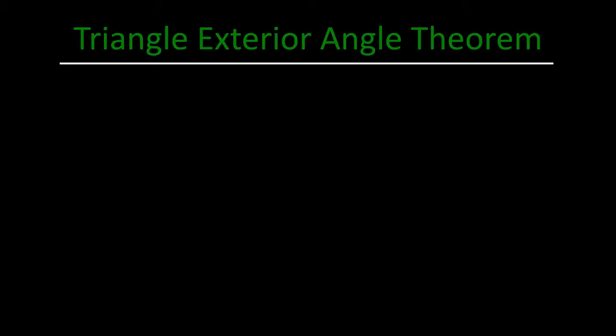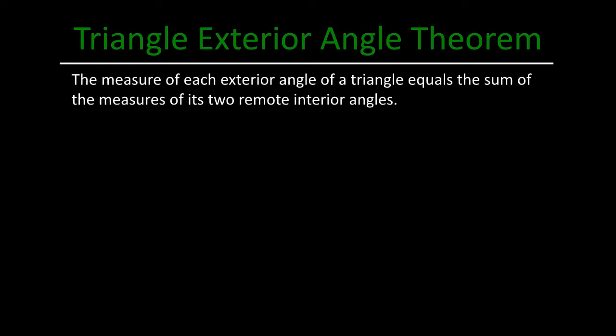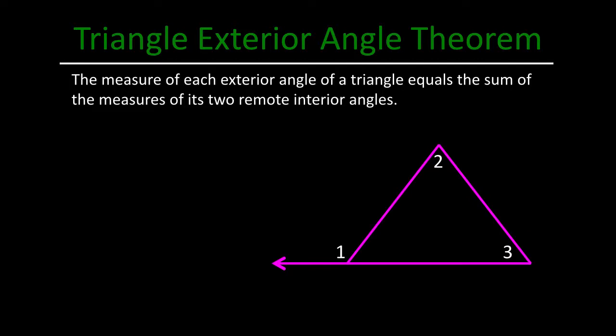Okay, so our triangle exterior angle theorem states the measure of each exterior angle of a triangle equals the sum of the measures of its two remote interior angles. So if I give you a triangle, and at the bottom of this triangle we're going to draw an extension on it. We know our exterior angle is going to be our angle 1, and our two remote interior angles, angle 2 and angle 3.